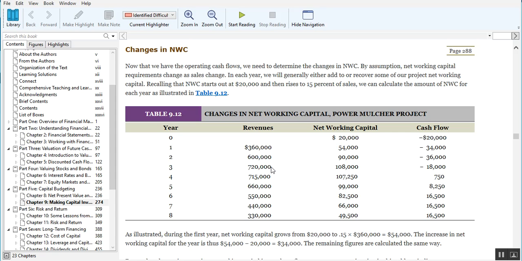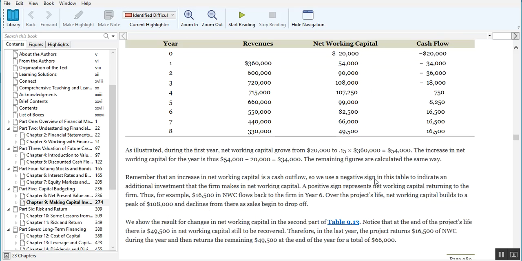Then revenues jump to $720,000, so we have to bump it up again by $18,000 to get to $108,000. Then in year 4, we start to see a decline in the requirements of net working capital because the sales are beginning to decline. You notice it peaks here, but it starts to decline again. So then what you're seeing over here is a positive cash flow because some of that net working capital is coming back. It's a repayment of net working capital from the project to the corporation.